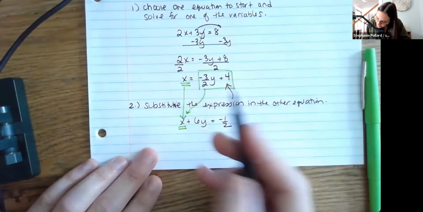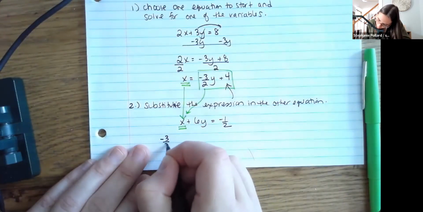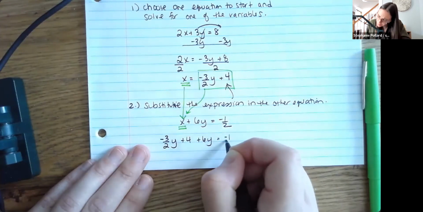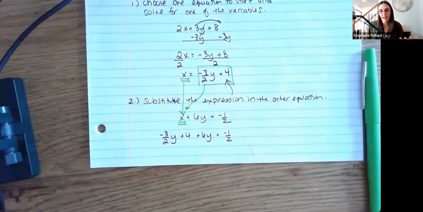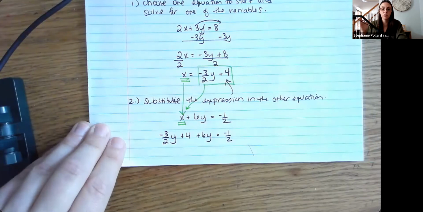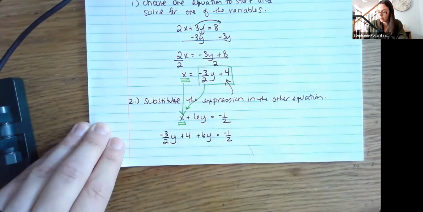So it now becomes -3/2 y plus 4 plus 6y equals -1/2. And now we're going to go ahead and just solve this equation using regular solving techniques. Notice that you have one variable now, so you don't have to worry about dealing with 2 variables anymore, which is the goal here of substitution.